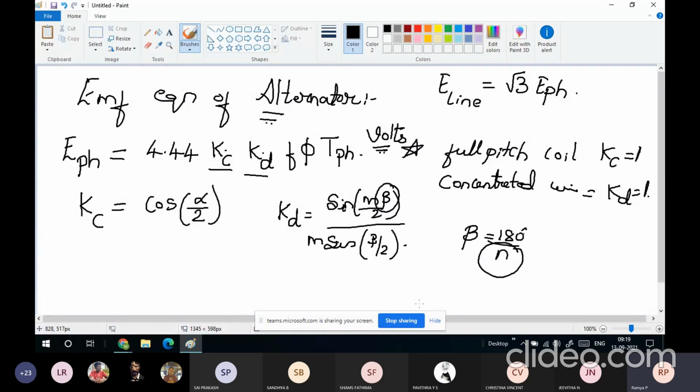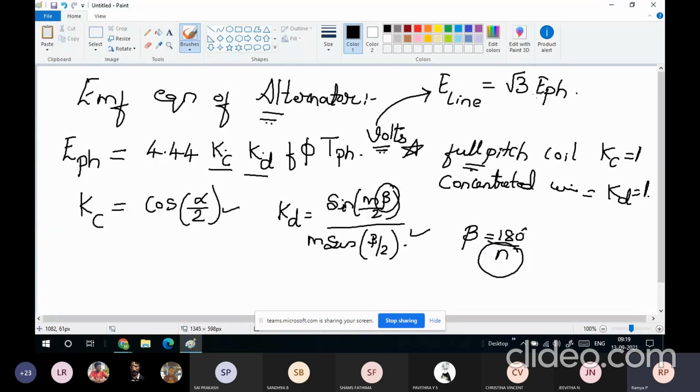For short pitch, you are going to calculate Kc and Kd. If it is a full pitch, then you can consider Kc and Kd as 1 here. And similarly, if you want to calculate the complete line EMF, then you can use this formula: E line equals √3 into E phase. These are some of the problems which I discussed four days back.